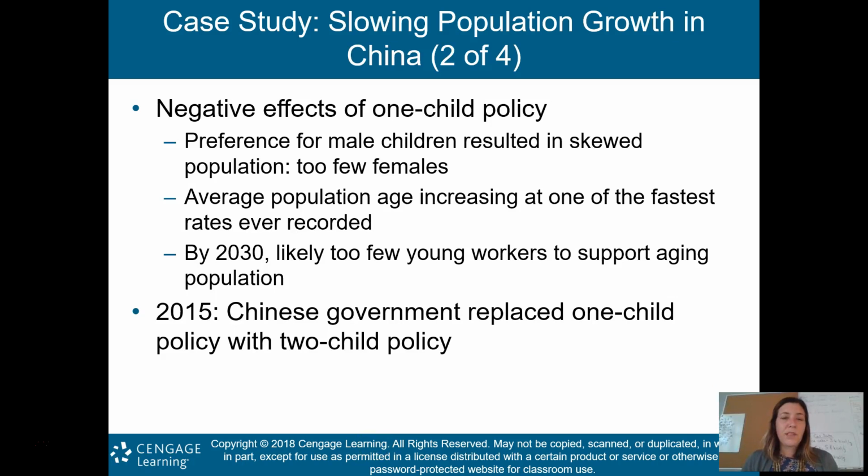Okay, so it's great that China was able to reduce their fertility rate and get their population growth under control, but there have actually been a lot of negative effects of the one-child policy. There's a lot more men now because that's what couples wanted, right? They wanted male children. And now with the skewed population, there's about 30 million Chinese men that cannot find anyone to marry.